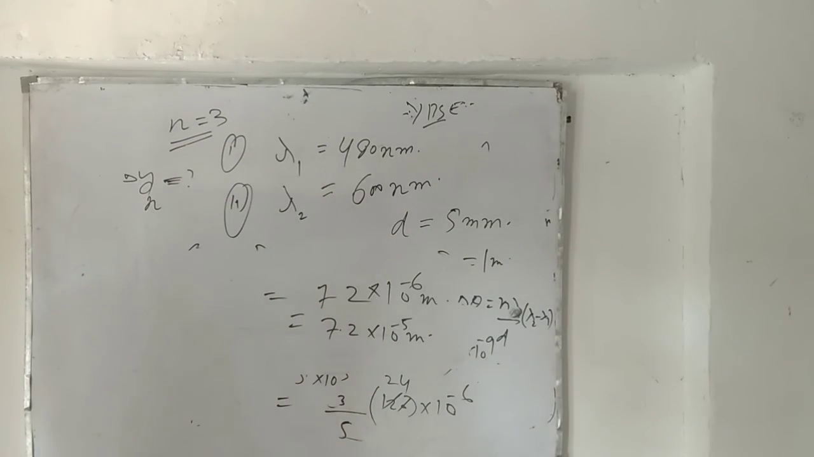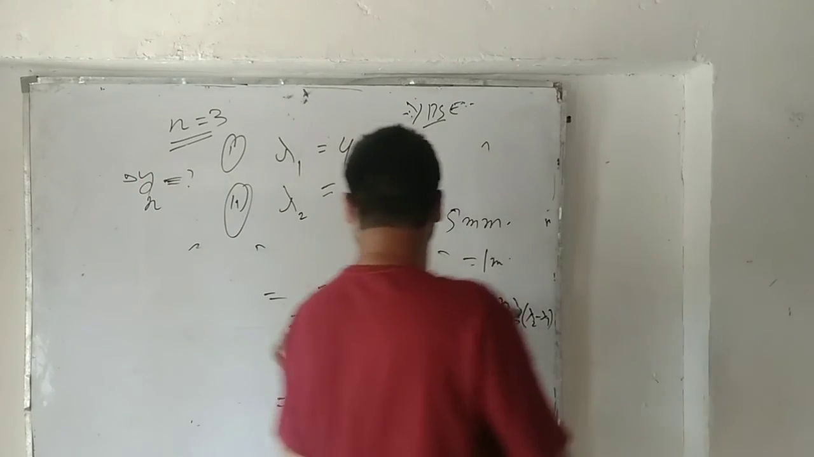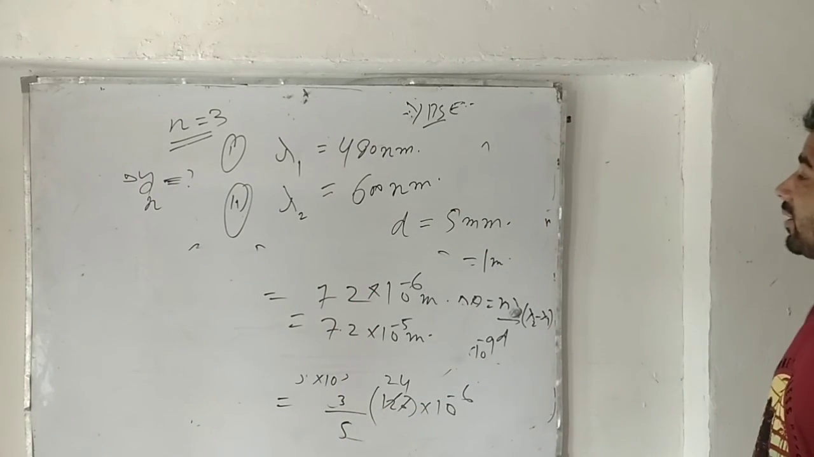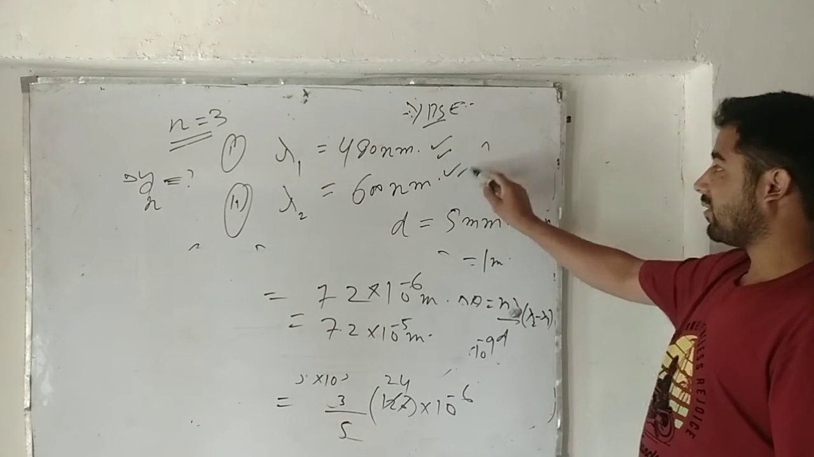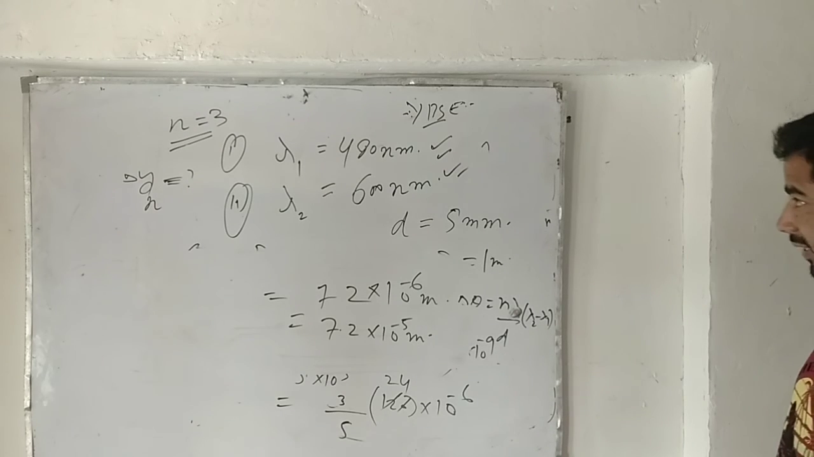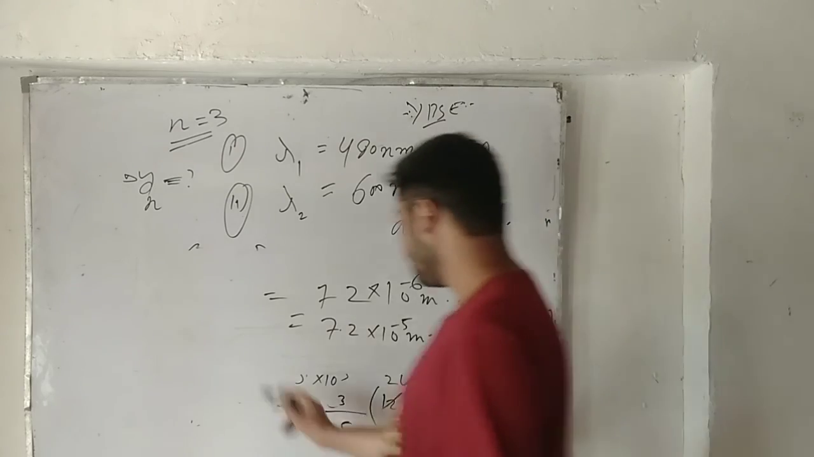This is how far apart the third order bright fringes will be from one another if we use different light sources to perform Young's double slit experiment. This is what we got here.